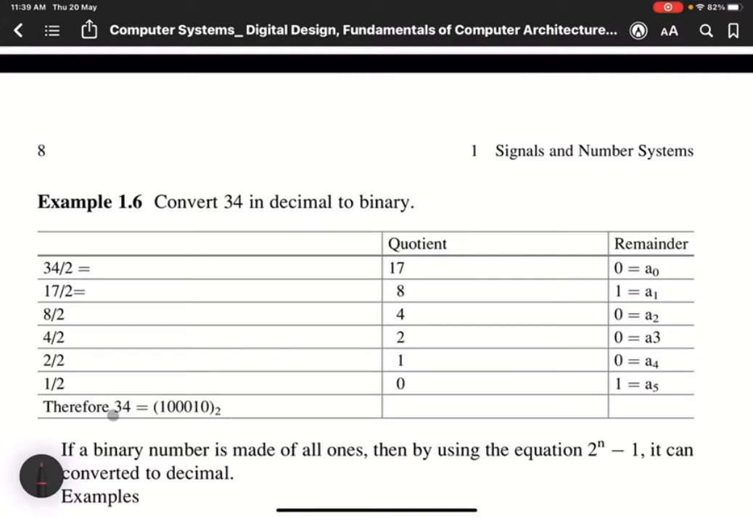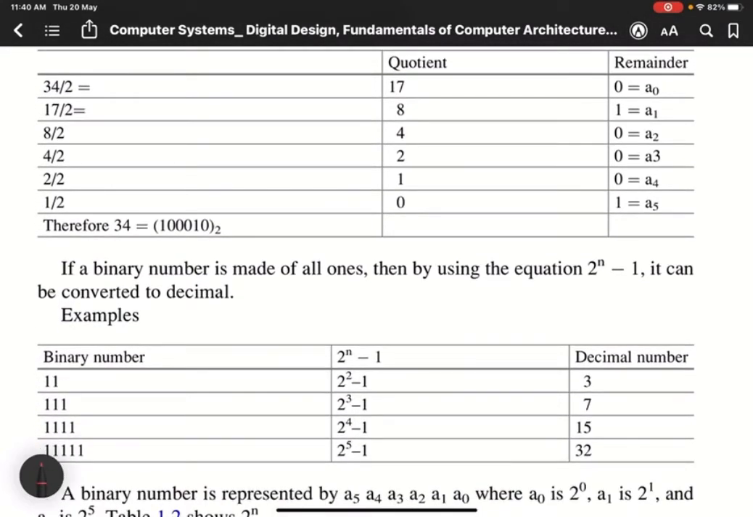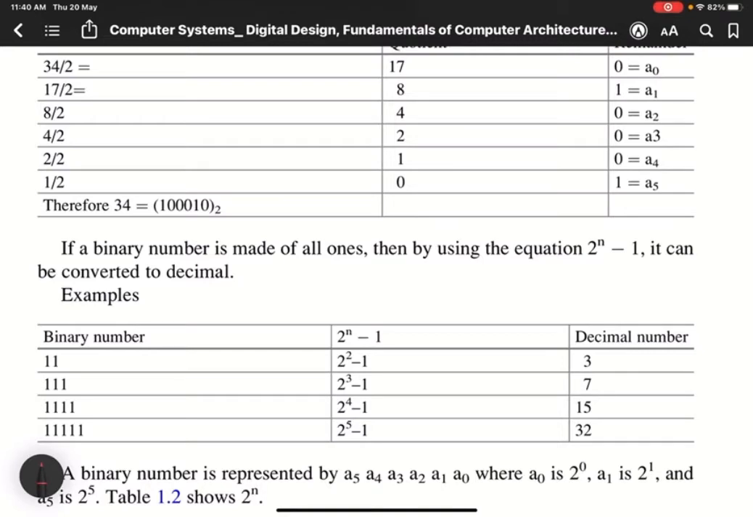So when you write this, 34 is equal to 1. This the last position, no? The fifth, this one, yun, no? Pabaliktad kasi, di ba? So 1 0 0 0 1 0, yun yun. So ito ang una mong isusulat. Remember yung ating formula sa taas, di ba? So 100010 to the base 2 is the equivalent of the decimal 34. If a binary number is made of all ones, then by using the equation 2 to the n minus 1, it can be converted to decimal.